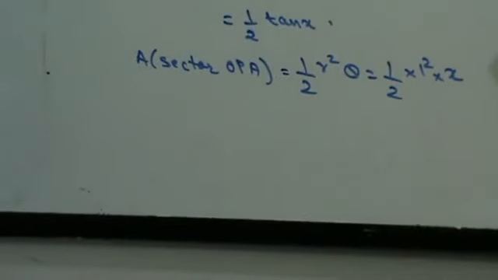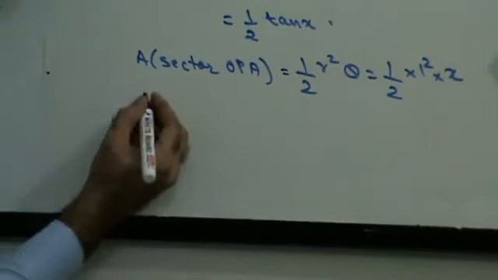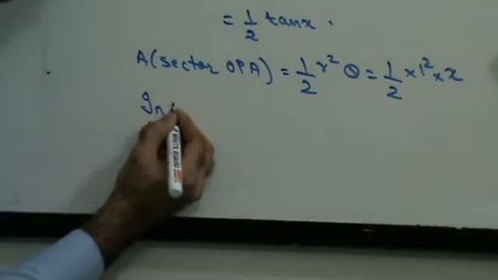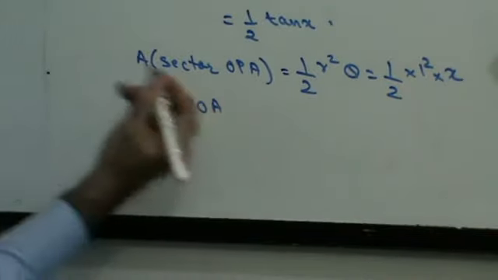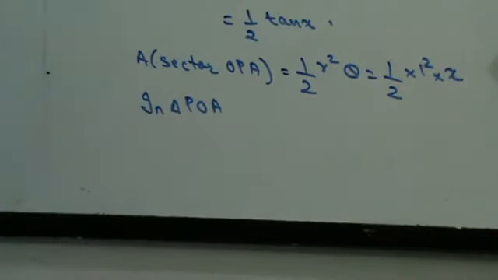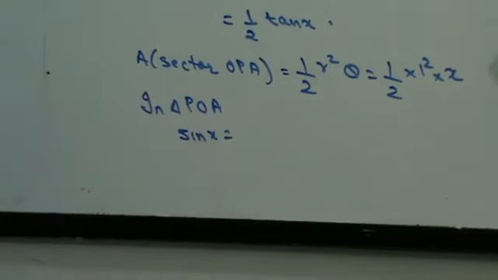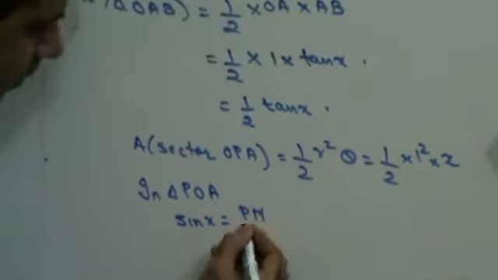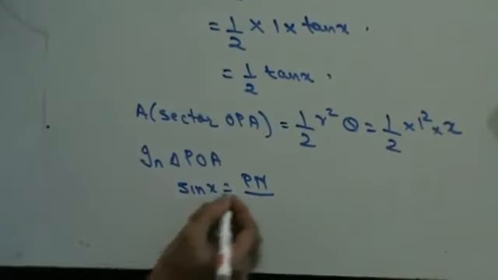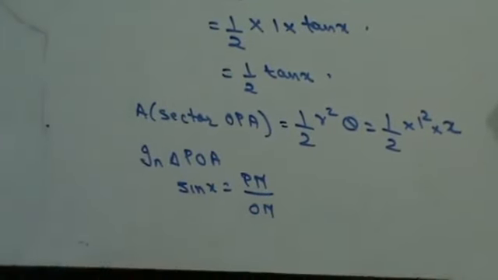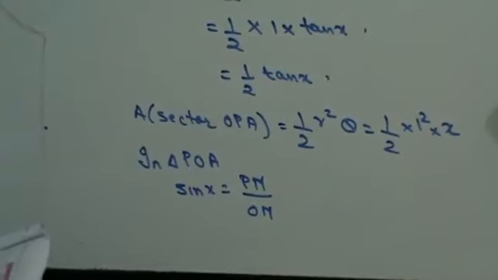We've done this. Let's consider triangle POA. Right? What will be sin x? Sin x will be nothing but opposite upon adjacent. Opposite is going to be PM, and adjacent is going to be OM. Fine, do we get this in clear?